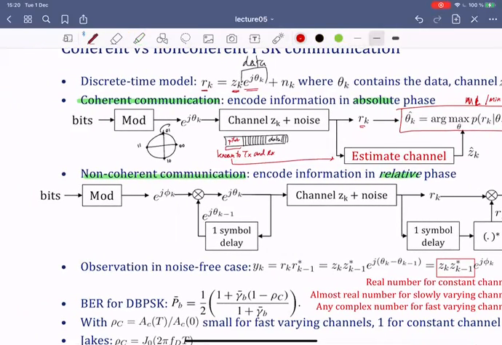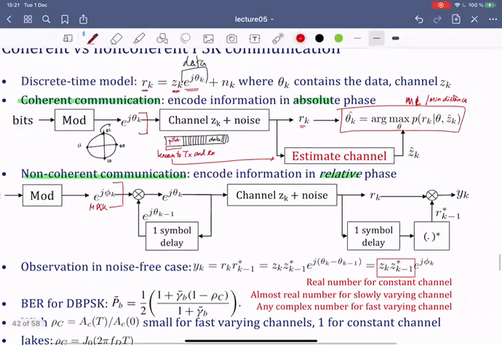So how this works is, again, you have your stream of bits. You have your standard modulation, so this part is the same as before. Up to here it's the same. So here you have your MPSK points, MPSK, good. And then you have what is called differential encoding.